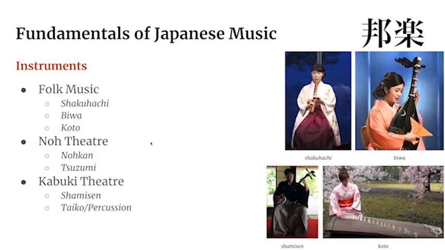And now I'd just like to mention the instruments of the theater. In the Noh theater, the types of instruments used are the nokan, which is a type of flute, and the tsuzumi, which are drums. And in the Kabuki theater is the shamisen, which you see here, this gentleman playing, which is another guitar or lute style instrument. It's played with a plectrum, also called a bachi, but it's not quite as big as the biwa. And then also taiko drums and other forms of percussion.